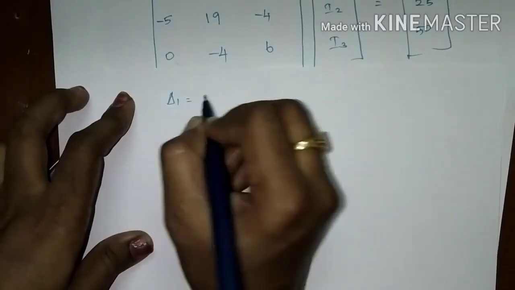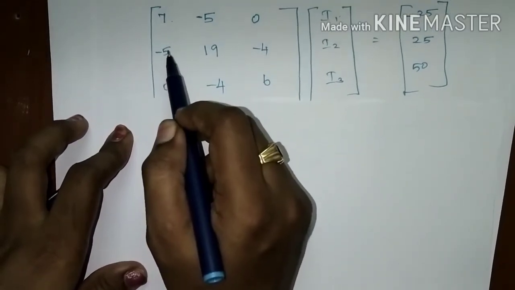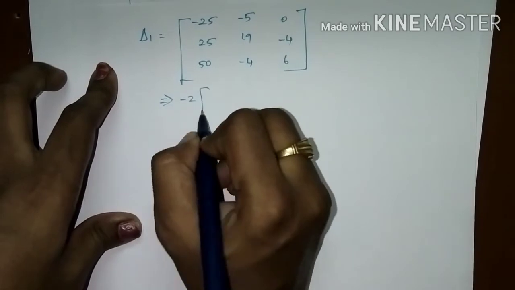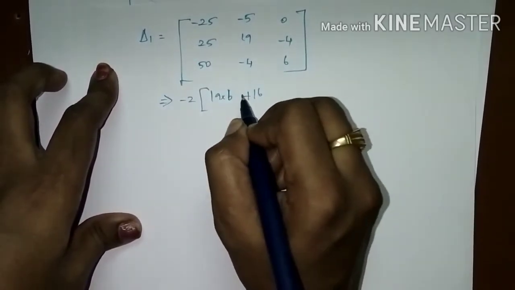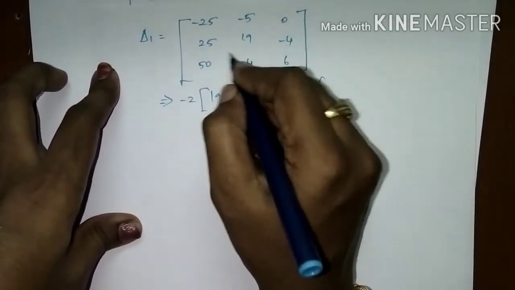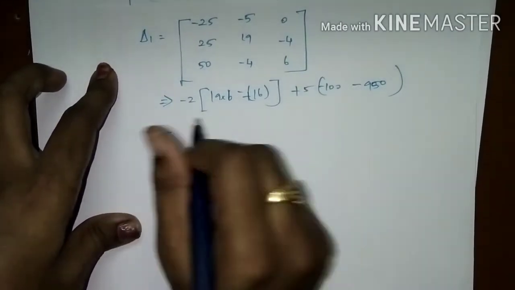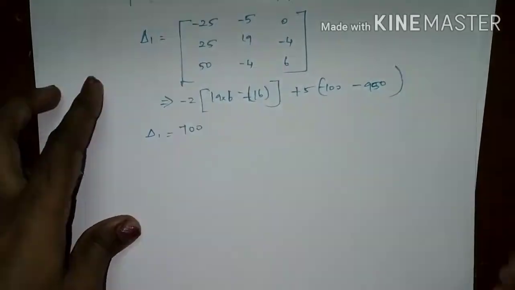Now, del 1 can be found by removing the first column and replacing that column with the voltage source. So minus 25 of 19 into 6, minus of minus plus 16, minus 16, minus of plus 5, we will get 100 minus 100 minus 950. On doing this calculation, we will get the del 1 value as 700.